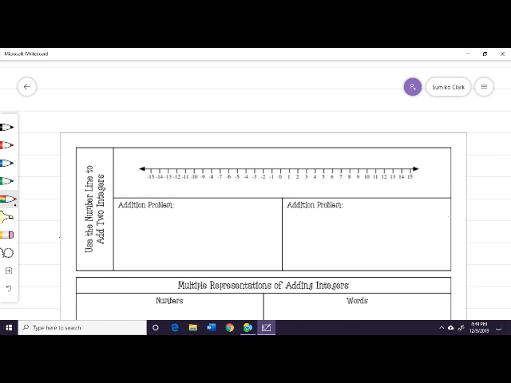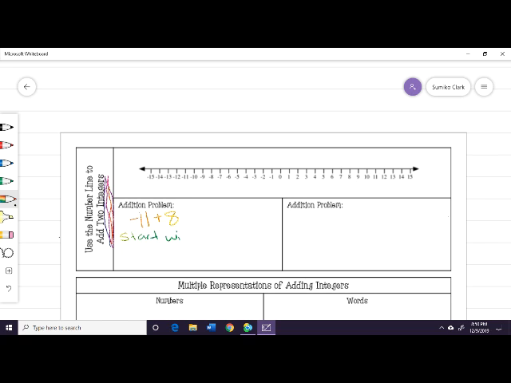So first, we're going to use a number line to add two integers. Sorry, horribly not straight line there. We're going to add two integers together. So let's do an addition problem. If we start with negative 11 and we add 8, okay, and let's use the number line. So first, we're going to start with our pencil on negative 11.